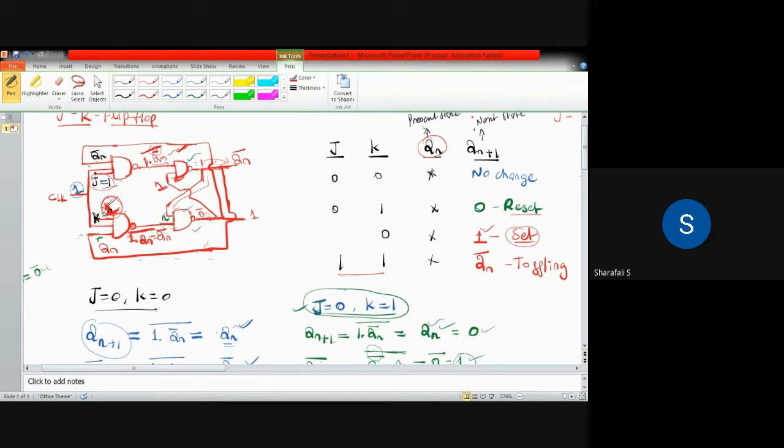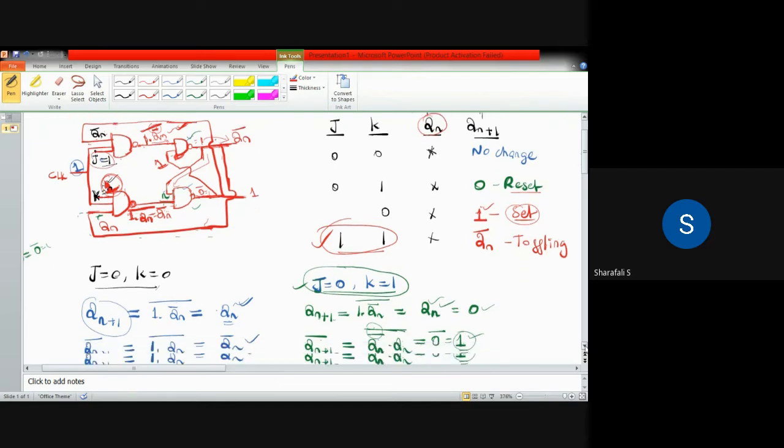If both your inputs J and K are 1, then your output will be toggled, which means that if your present state is 1, it will be shifted to 0, or if your present state is 0, it will be shifted to 1. So this particular combination, J equal to 1 and K equal to 1, gives toggling at the output. You can shift your output from low to high or high to low. That is called toggling. So this is toggling in a flip-flop.